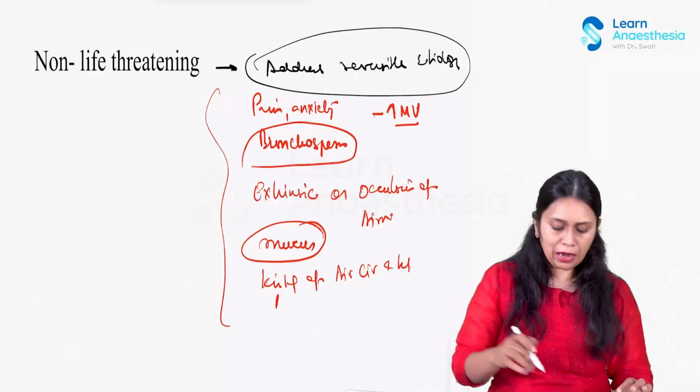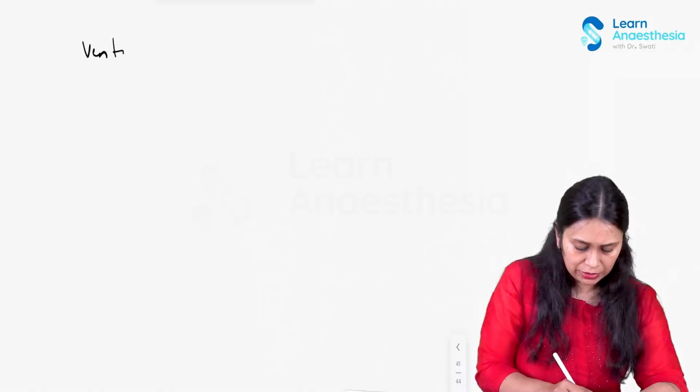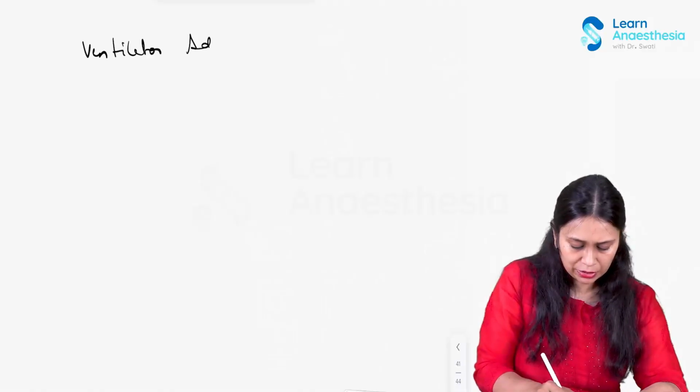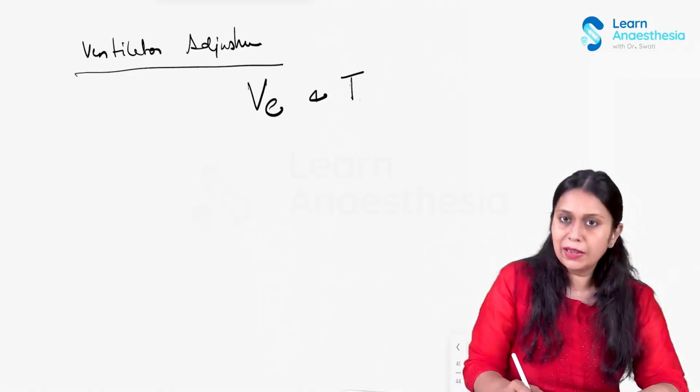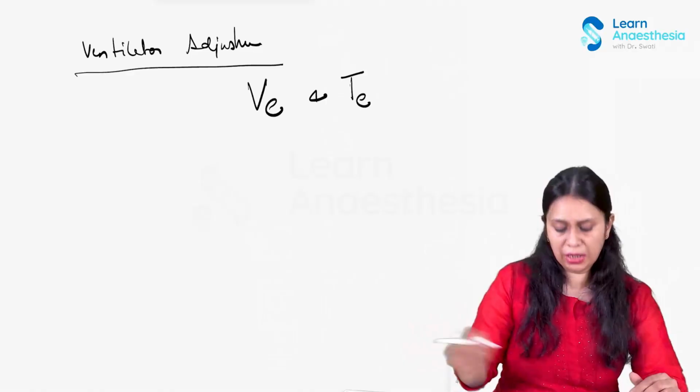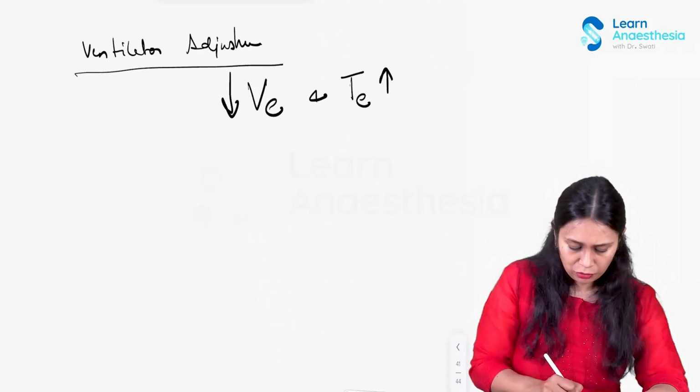Now if this is not improving further, then we have to change the ventilatory strategy. We have to make ventilator adjustments. So what adjustment do we do? We adjust the tidal volume and the expiratory time. We have to increase the expiration time and we have to decrease the tidal volume, right? So how do we decrease the tidal volume?